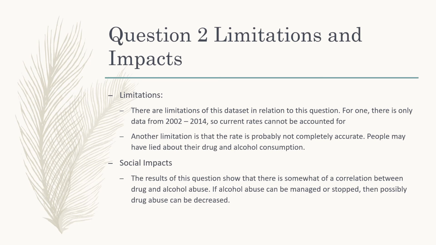So again, there are limitations that this data has for answering this question. Again, there's only data from 2002 to 2014, so current rates cannot be accounted for. Another limitation is that this rate is probably not completely accurate. People may have lied about their drug and alcohol consumption when they were asked the question during the study.